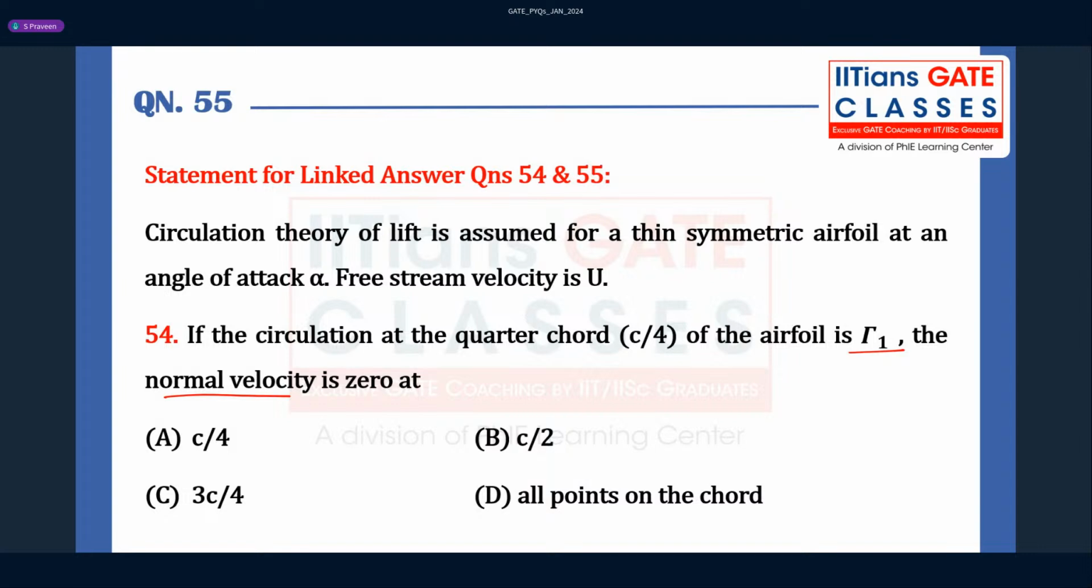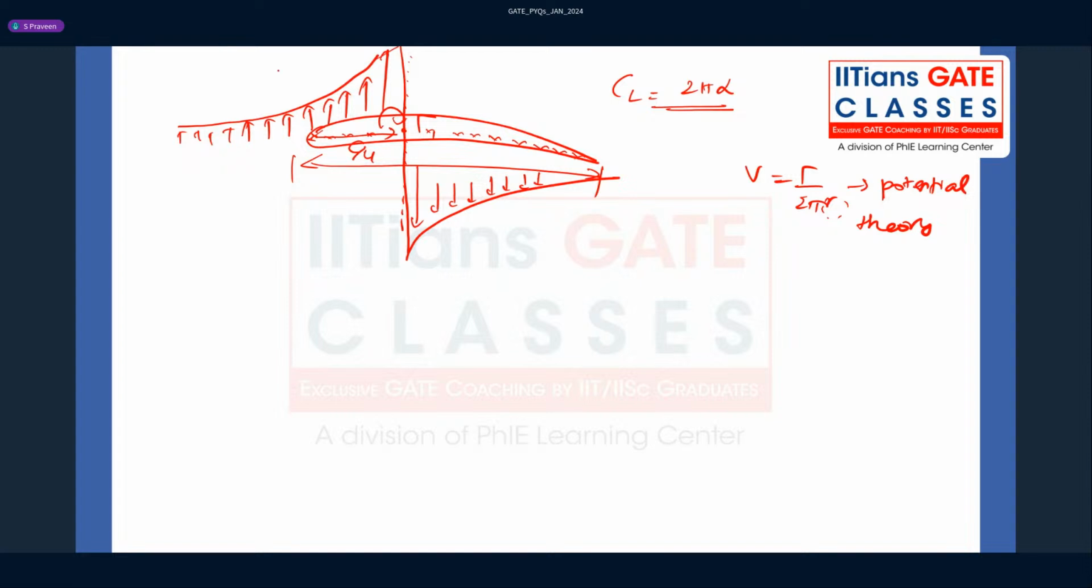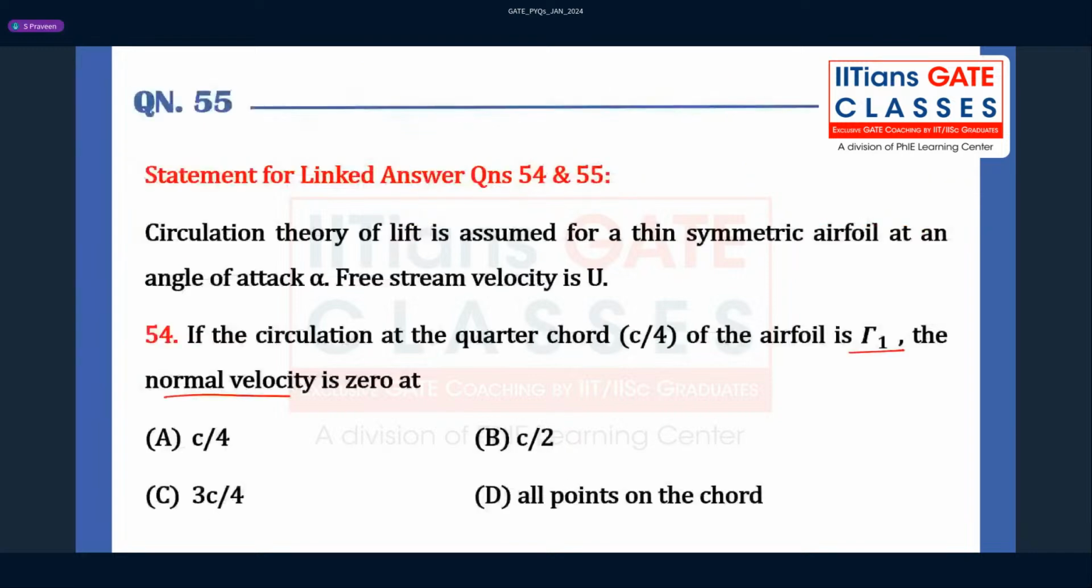C by 4: if you see in here, you have a velocity in this direction, and at the same point you have a velocity in this direction as well. So the directions are equal and opposite, which means these vectors have to cancel out. So my answer has to be C by 4.